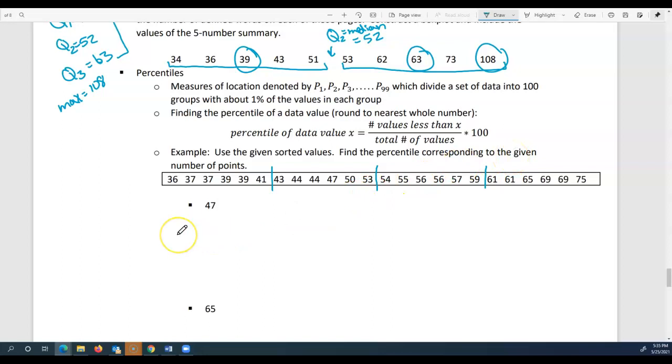So then we're asking what percentile corresponds to the value 47. Well, here's the value 47. So we've got to figure out how many values are less than 47. So we have 1, 2, 3, 4, 5, 6, 7, 8, 9. 9 values less than 47 out of the 24. And we're going to multiply that by 100. So when I type that in the calculator, I got 37.5. That is going to round to 38. So we're going to say that the number 47 corresponds to the 38th percentile.